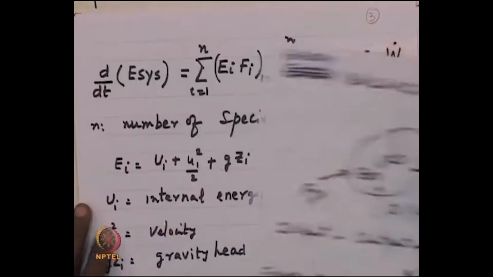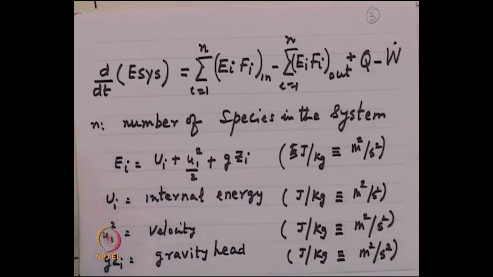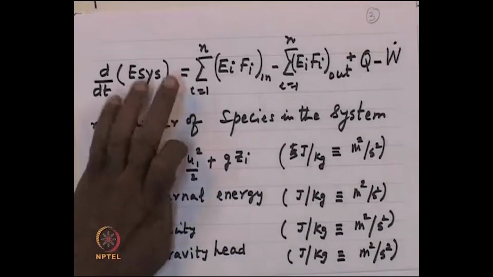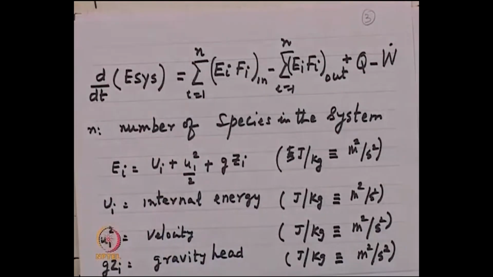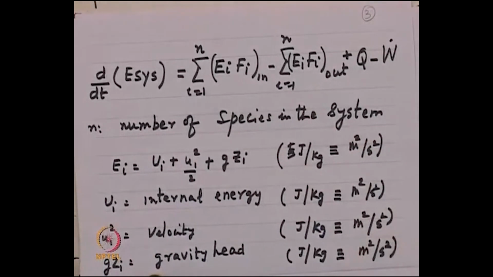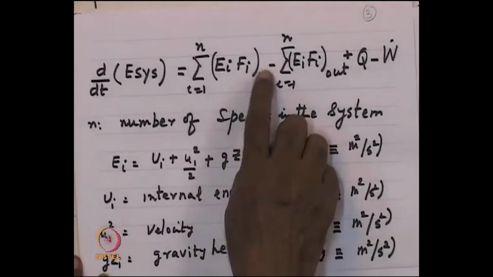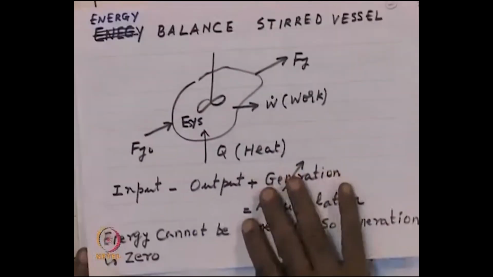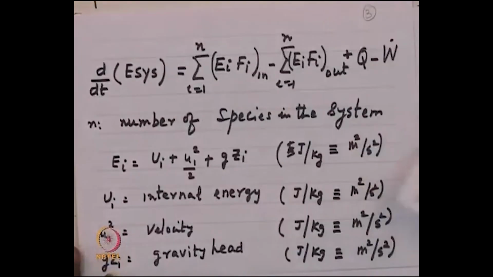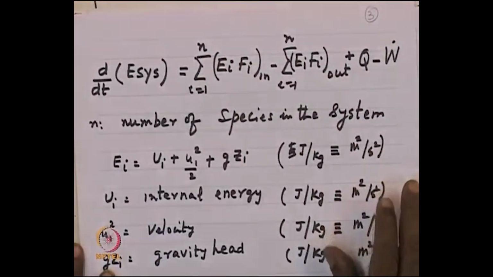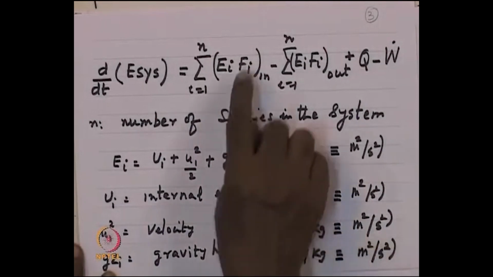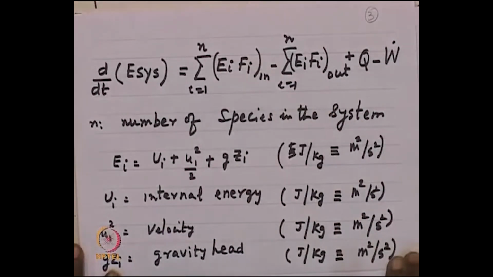So, that is the left hand side. Now, the right hand side is summation i equal to 1 to n of E_i F_i. E_i is the energy of component i, and F_i is the molar flow of component i. Therefore, E_i F_i represents the energy that is associated with component i at the input. So, summation over all components tells you the total amount of energy that these components are bringing in to the system.